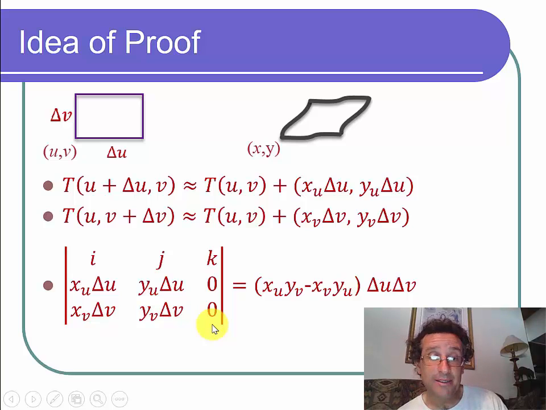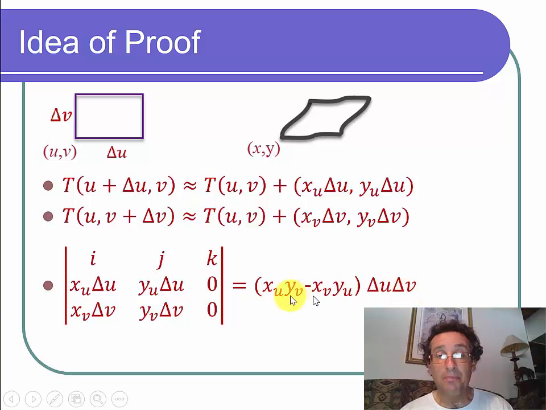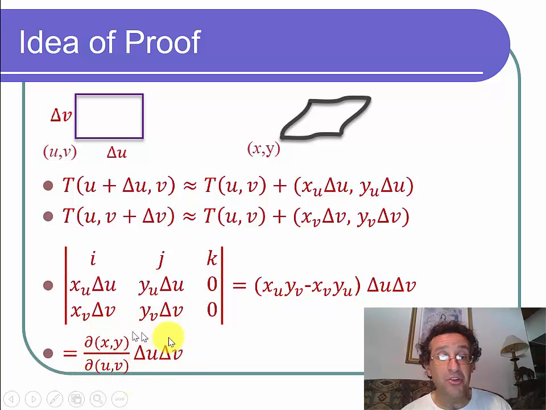Now we take the cross product. Notice the i component is 0. The j component is also 0. But the k component is xu delta u times yv delta v, minus yu delta u times xv delta v. So both of these terms have a delta u delta v. I can pull those out, and I get the quantity xu times yv minus xv times yu, delta u delta v. But this quantity in parentheses is the Jacobian, del xy over del uv. And that's the basic proof of this theorem.